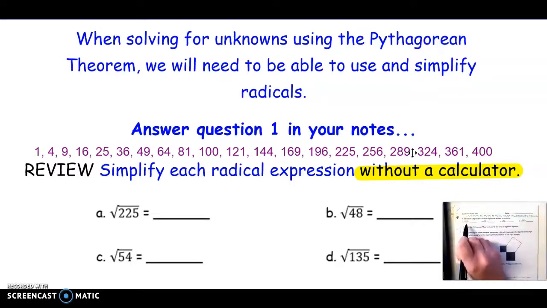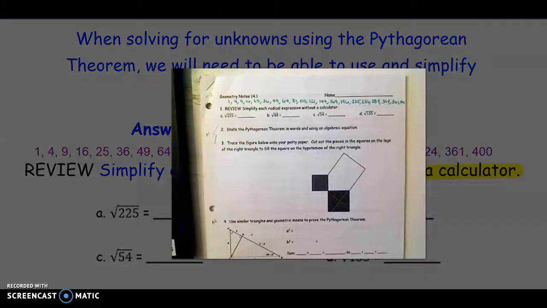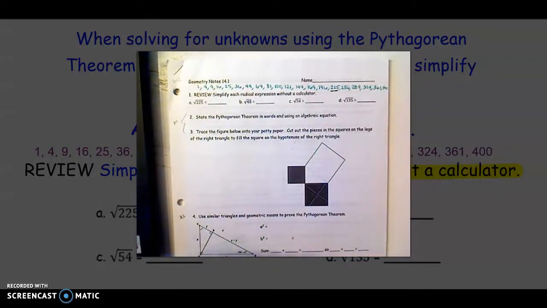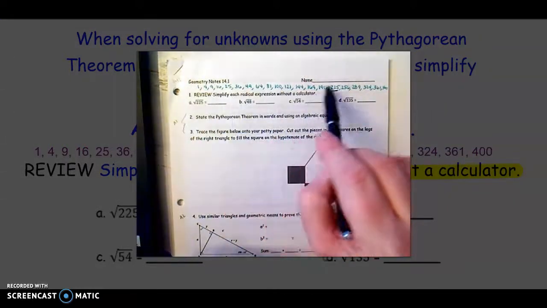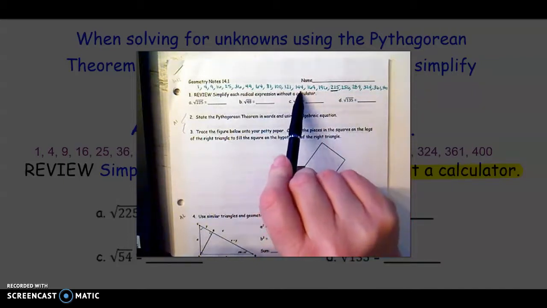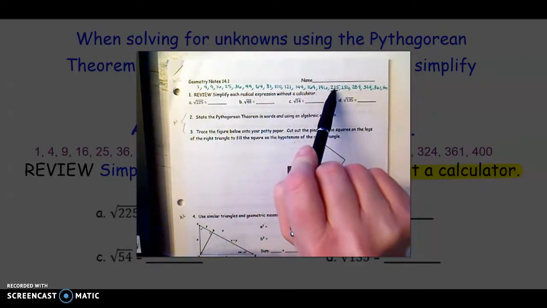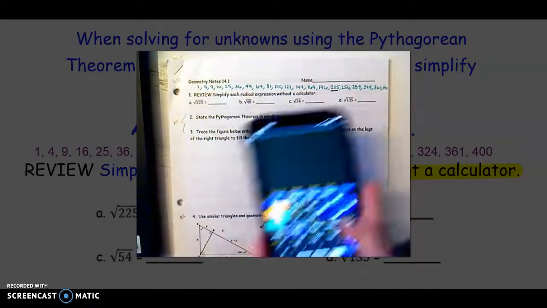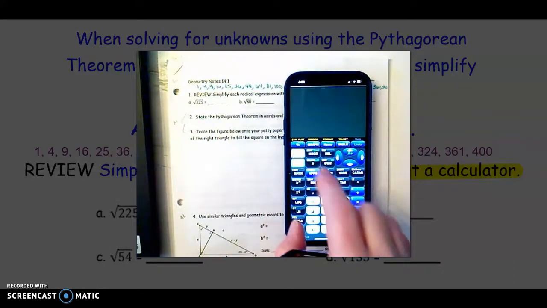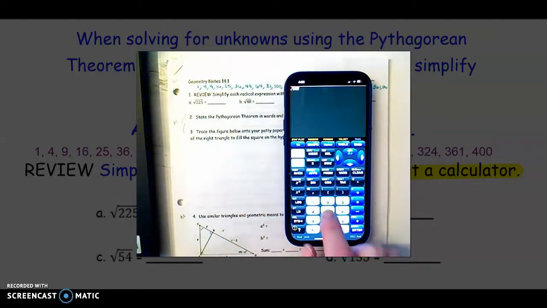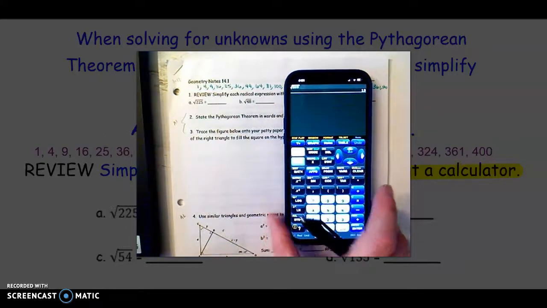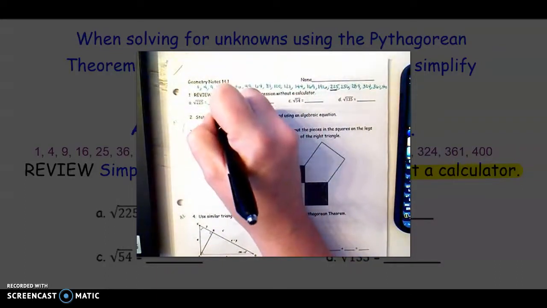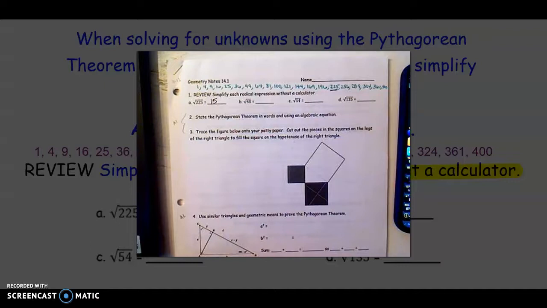So 225 is our very first one, and you can see that it is in our list of perfect squares right here. You can count up if you don't know. Surely you know 144 is 12 squared, so that's 13 squared, 14 squared, 15 squared is 225. If I put the square root of 225 on my calculator, it would not give me a decimal answer. It just gives me 15 because it is a perfect square. So the square root of 225 is exactly 15.